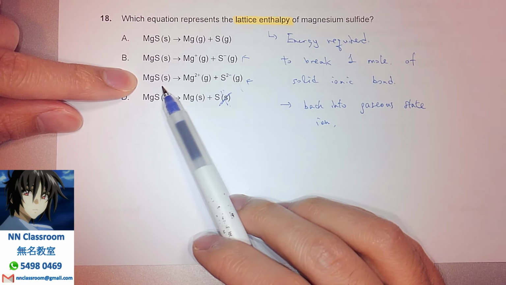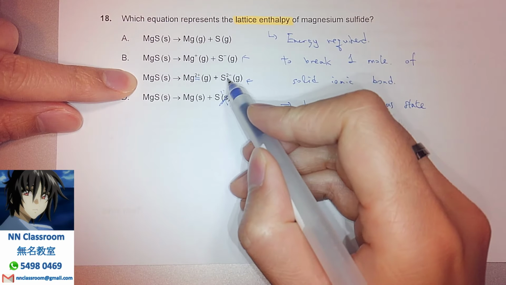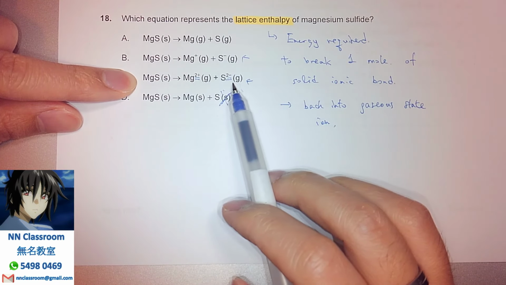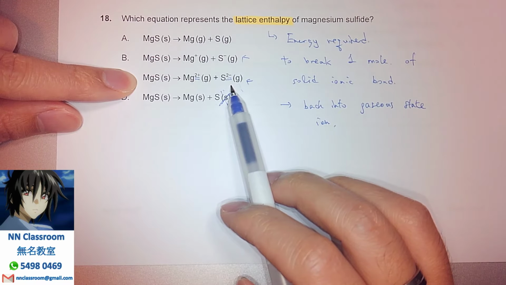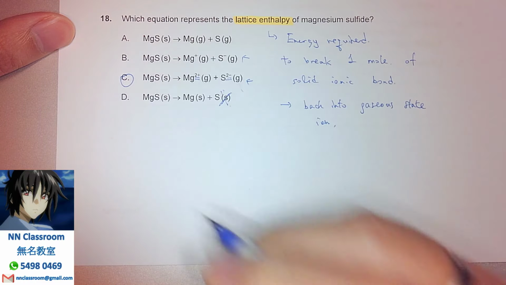So commonly speaking, when they form ions, magnesium forms a +2 charge and sulfur forms a -2 charge. So 2 plus and 2 minus will be the better choice for the charges representing the ions after the breaking of the ionic bond. So that's why the answer is going to be C.